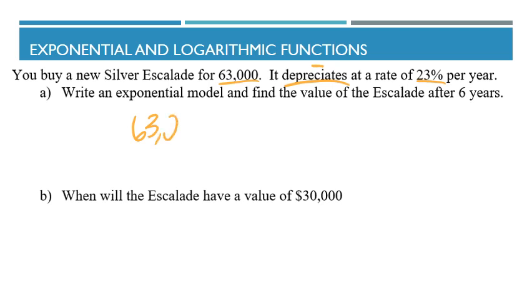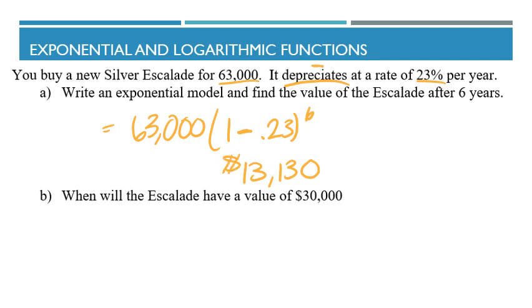So my initial amount, 63,000. I'm depreciating by 0.23. What is it worth after 6 years? So be very careful with parentheses. Really, this ends up just being a calculator problem in the end. So it would be worth, looks like $13,130. Okay, so wow, that depreciated quickly because 23% a year, that is a quick depreciation. So this makes sense. If you did cents, I would do 61 and round that up.